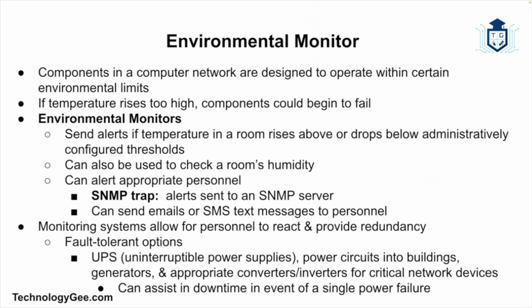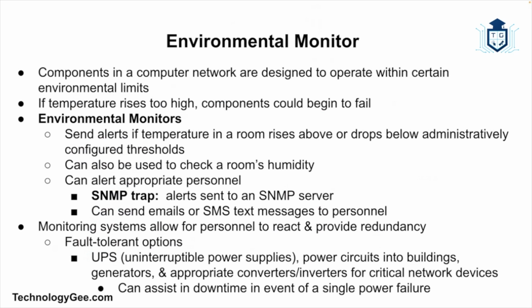All right, next let's talk about environmental monitors. So components making up a computer network, such as routers, switches, and servers, are designed to operate within certain environmental limits. If the temperature rises too high in a server farm, for example, possibly because of an air conditioning outage, components could begin to fail. To prevent such an occurrence, you can use environmental monitors to send an alert if the temperature in the room rises above or drops below administratively configured thresholds, with the appropriate personnel being alerted about a suspicious temperature variation before it becomes an issue. Action can hopefully be taken, for example repairing an air conditioning unit or providing extra ventilation, thus preventing a system failure.